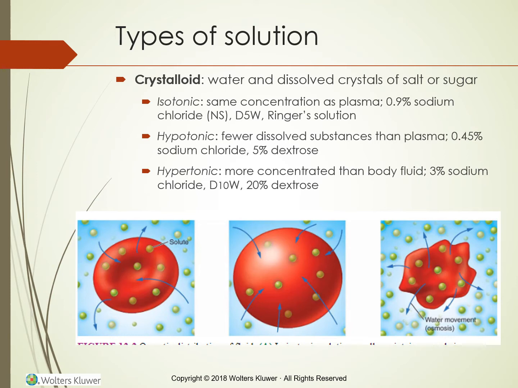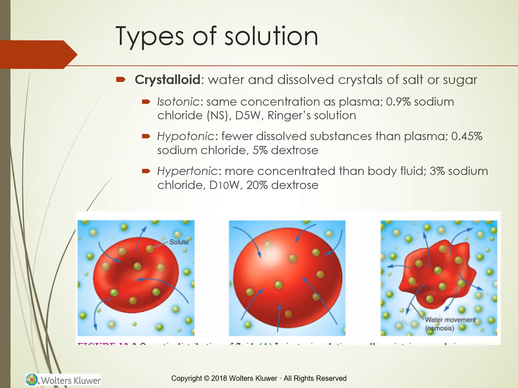An isotonic solution contains the same concentration of dissolved substances as is normally found in plasma. Isotonic solutions are administered to maintain fluid balance when clients temporarily cannot eat or drink. Because isotonic solutions have the same concentration as plasma, an isotonic solution causes no redistribution of body fluid on administration. In other words, it's not going to be swelling the cells or shrinking cells.